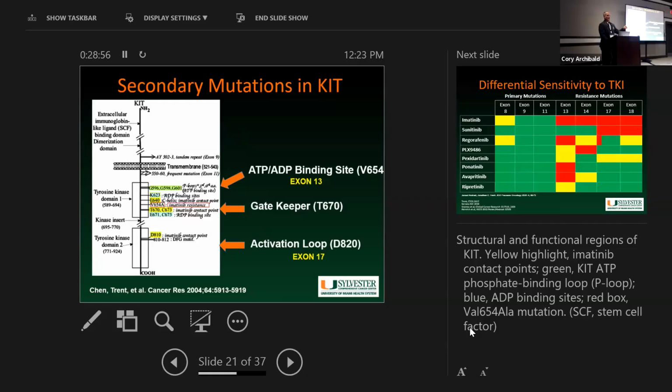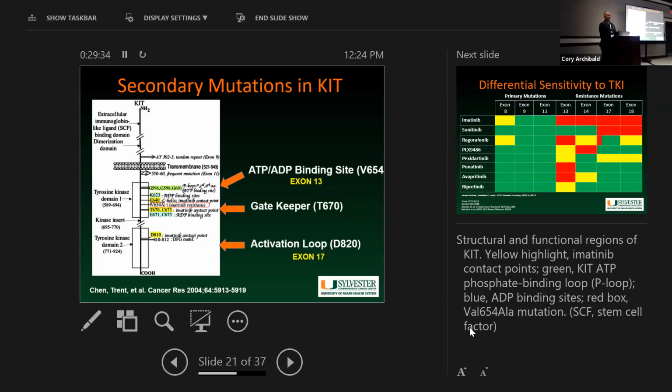Exon 13 and 17 are mutations in two different regions of the KIT gene that inhibit the ability of kinase inhibitors to bind to it and turn it off. Some people use the analogy of imatinib binding to KIT and turning it off, like turning off a light switch. That's not exactly 100%, of course, but these secondary mutations prevent the light switch from being turned off. And they don't allow imatinib or the other kinase inhibitors to inhibit and shut down the tumor signaling.